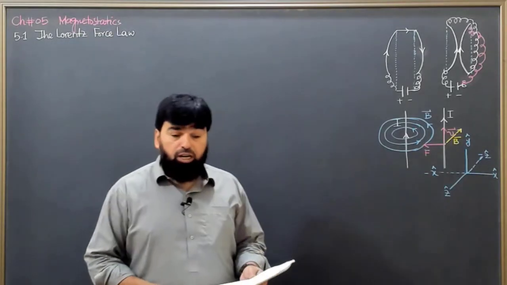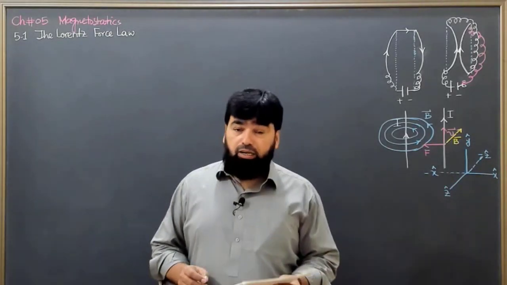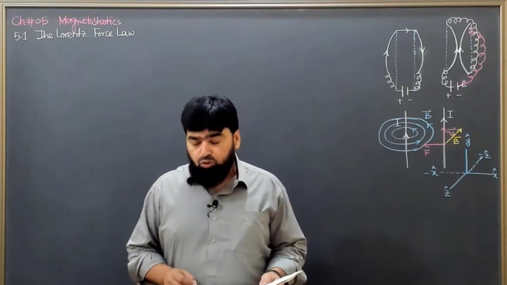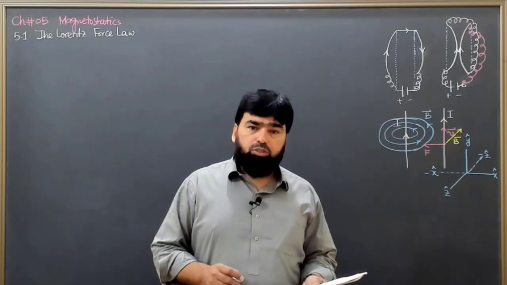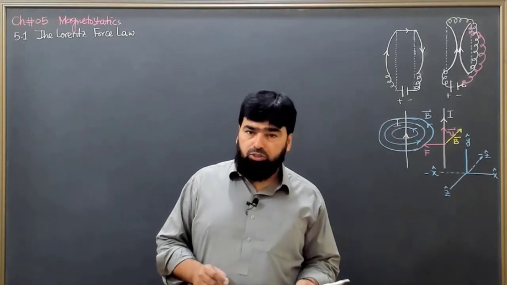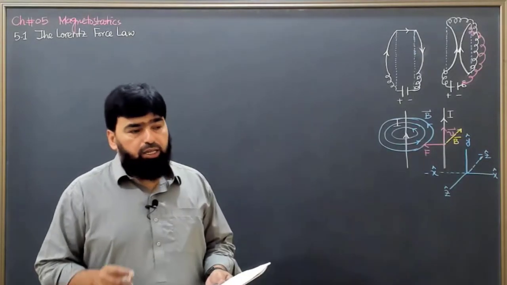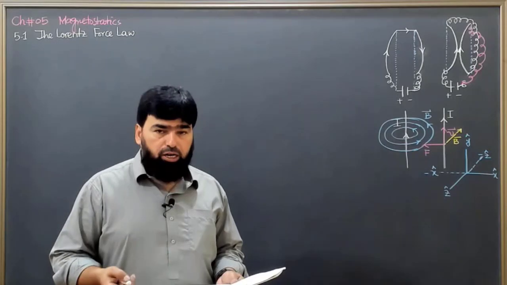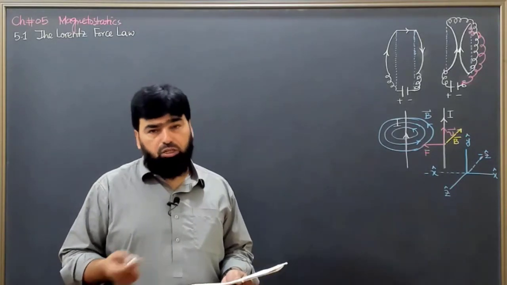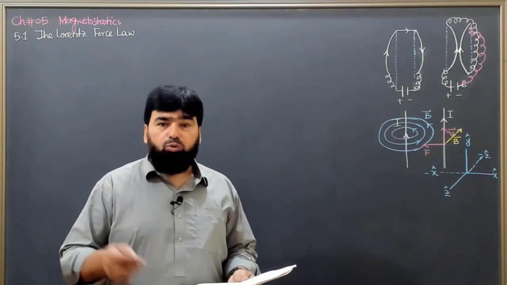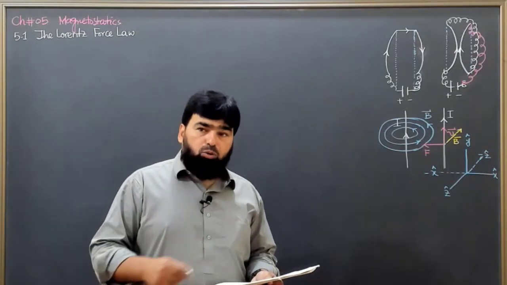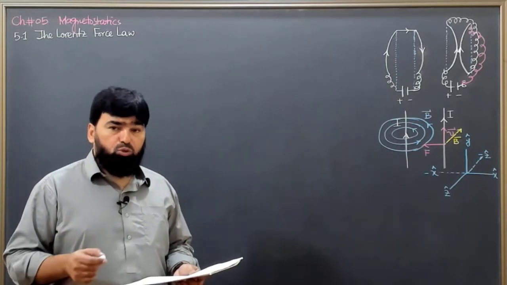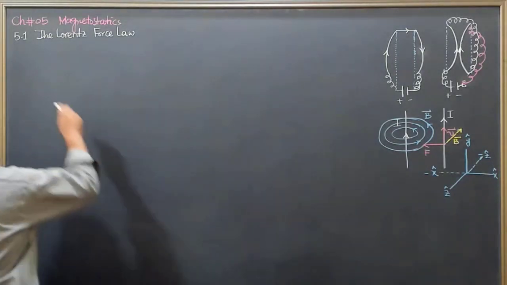We are starting with a new chapter, and the chapter is magnetostatics. So far, we have covered electrostatics in two chapters. In chapter 2, we started the electrostatics from Coulomb's law, then electric field, then electric potential, Gauss's law, and we went on calculating the force between charges, and those charges were at rest.